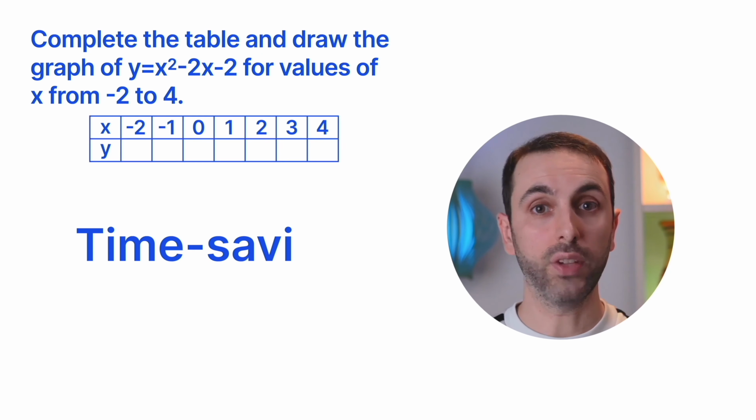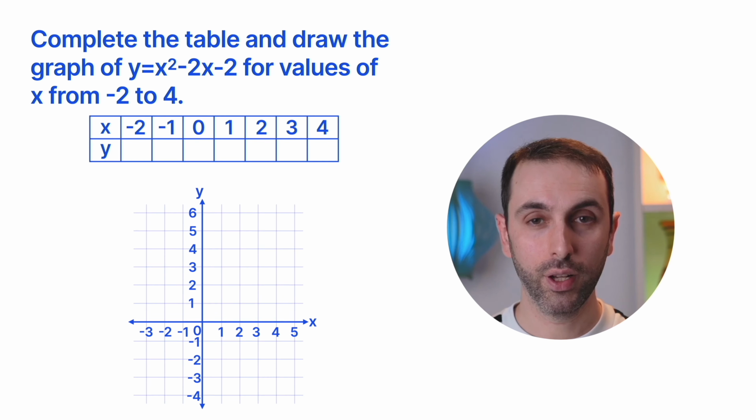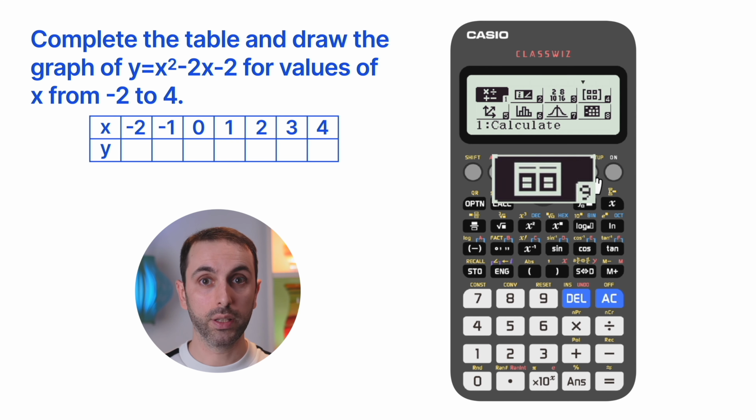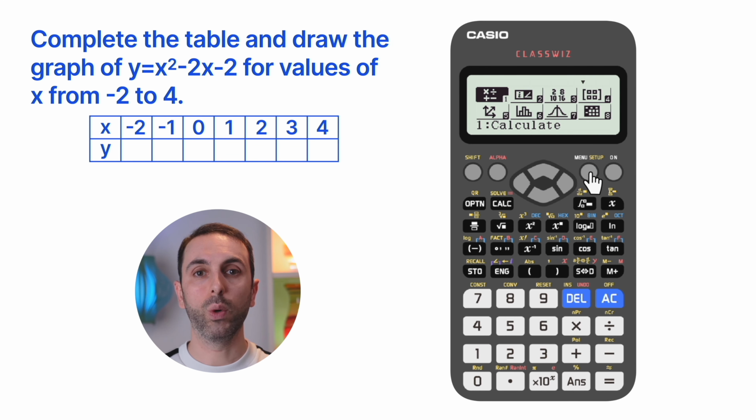Did you know you can use this time-saving calculator hack to plot a graph? Well, first click the Menu button. Then we want to locate the table option that looks like this. For this calculator, we need to click the down button twice, and it's this option.